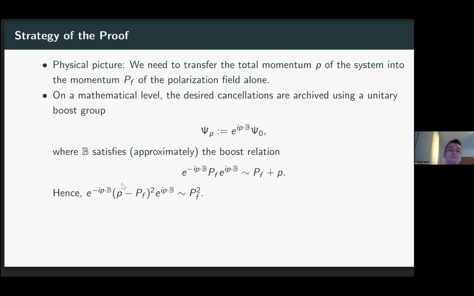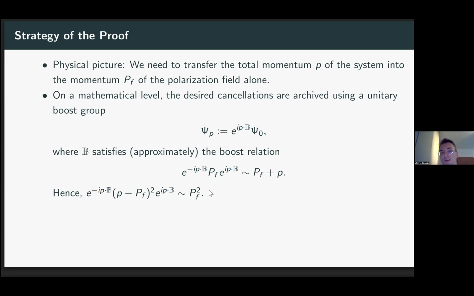Okay, so given we have found a boost, we are in principle done, or we are in good shape, because if I now look at this, this was the problematic term, right? This was p minus field momentum squared. This is the kinetic energy of the electron, and this was making problems. And now if I conjugate it with the boost, all that is left is the field momentum squared. But the good news is there is no p without the alpha scaling appearing anymore. So we have actually managed to annihilate this bad p term.